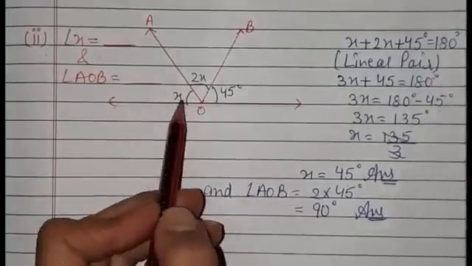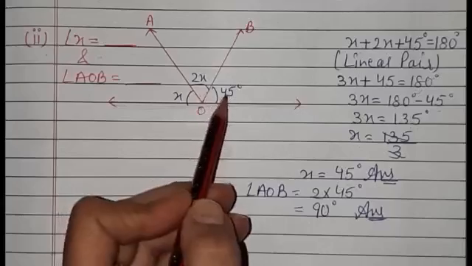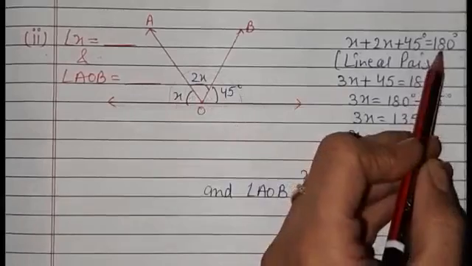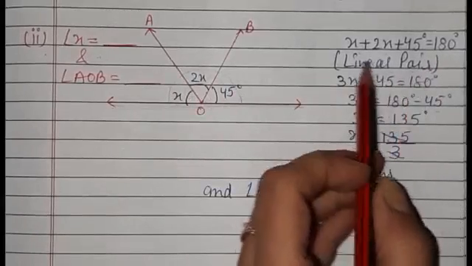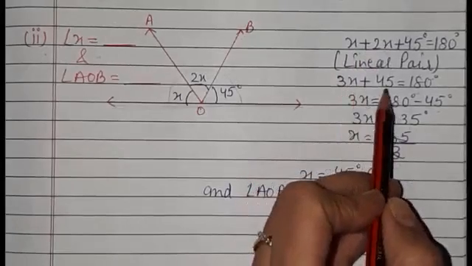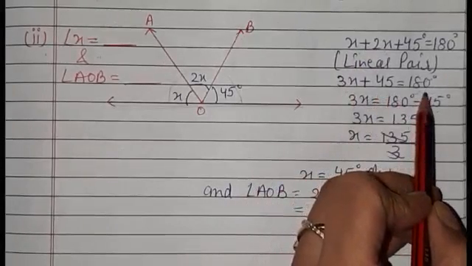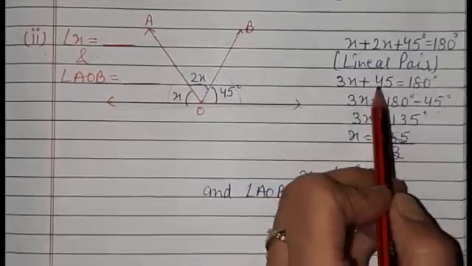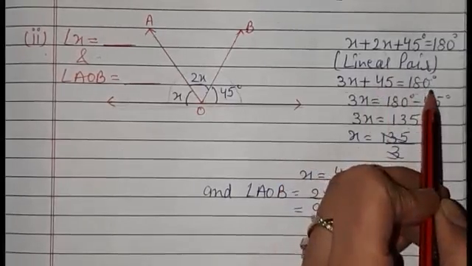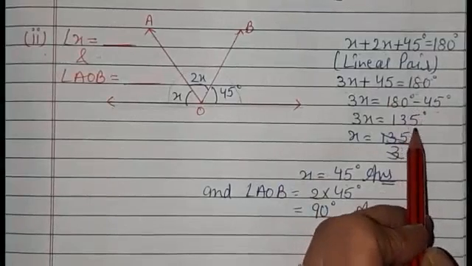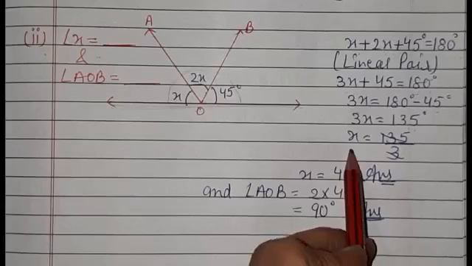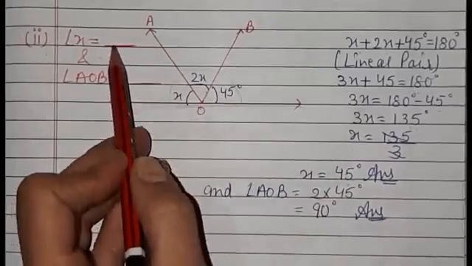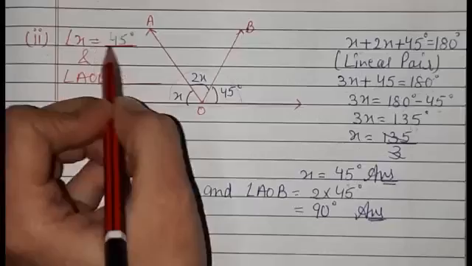So on a straight line, angle X plus angle 2X plus 45 degrees. These three angles sum to 180 degrees because of a linear pair. Now add X plus 2X is 3X, plus 45 degrees equals 180 degrees. So 3X equals 180 minus 45. Transpose 45 from the left-hand side to the right-hand side. When we subtract, 135 degrees will come and the value of X is 45 degrees, right? So the first answer is 45 degrees, angle X is 45 degrees.